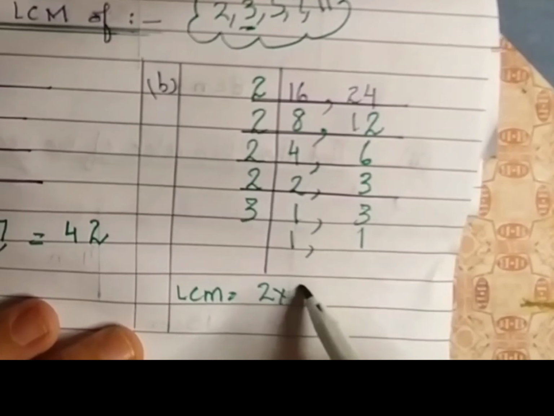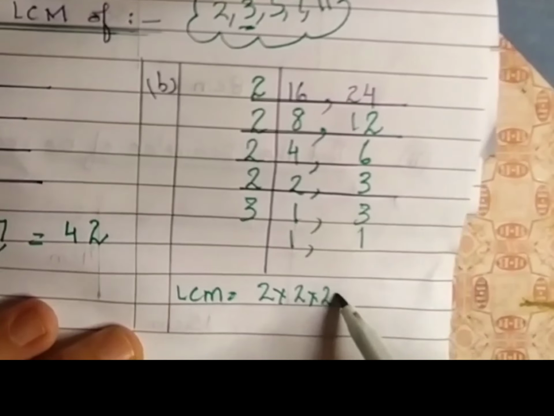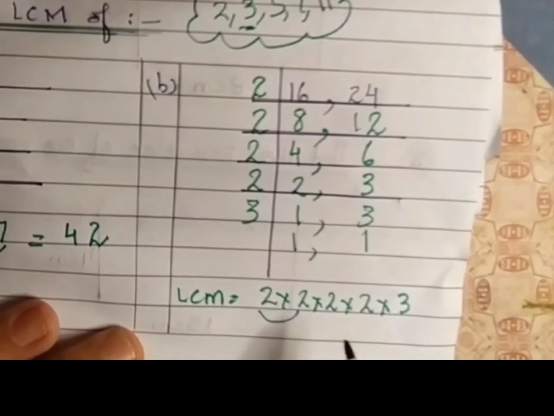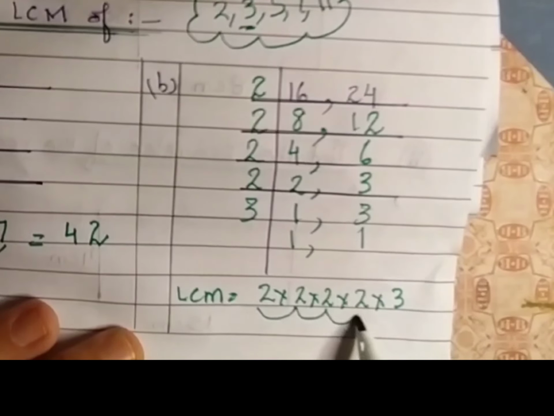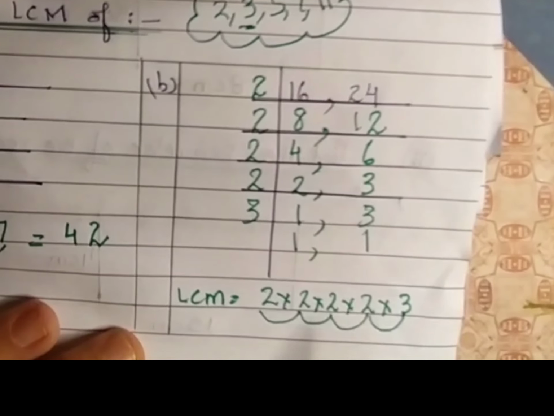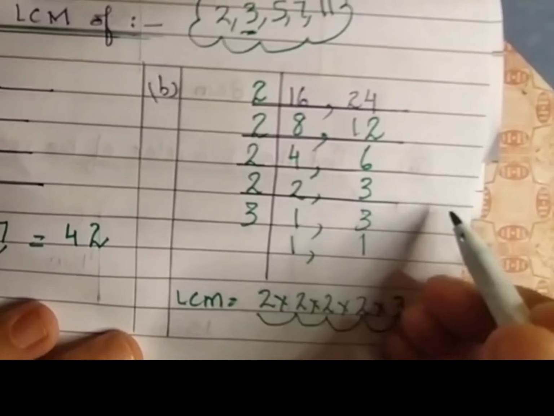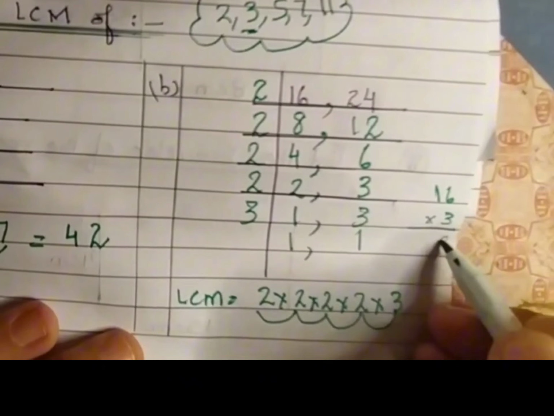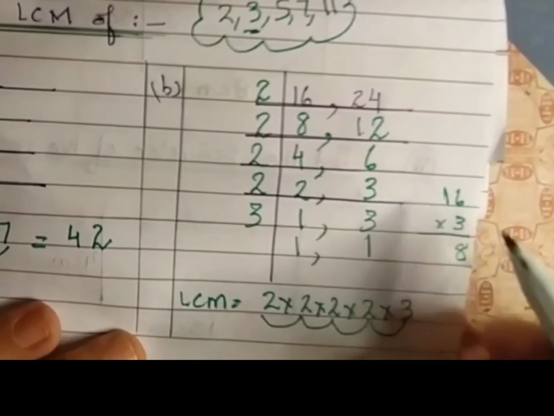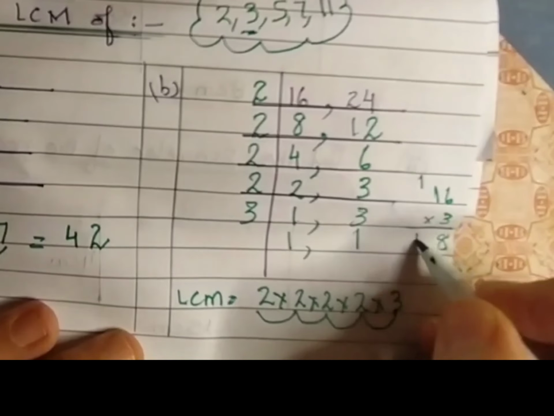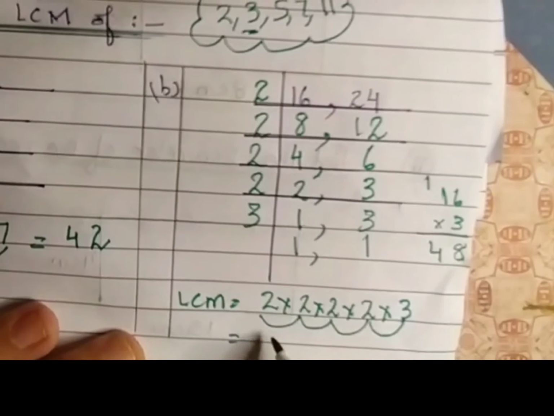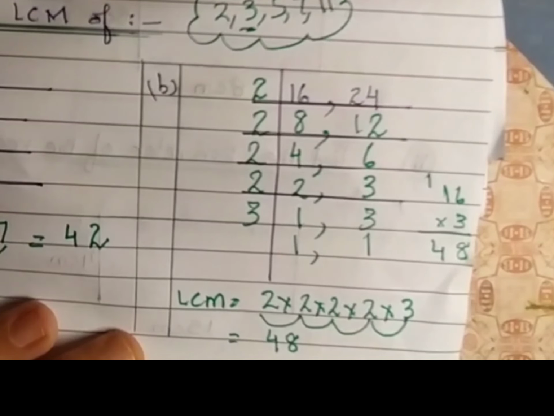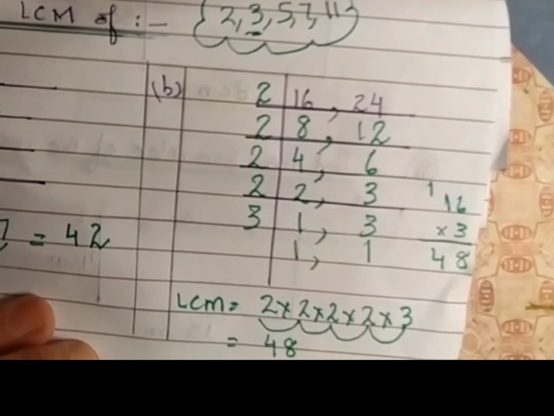2 multiplied by 2 multiplied by 2 multiplied by 2 and then multiplied by 3. 2 2s are 4, 4 2s are 8, 8 2s are 16 and 16 3s are... Now if in case you feel that 16 3s is difficult for you to do, just do it this way. 3 6s are 18, carry 1, 3 1s are 3 and 1 is 4, 48. So the LCM is 48. Understood that? Alright, moving on to the next part.